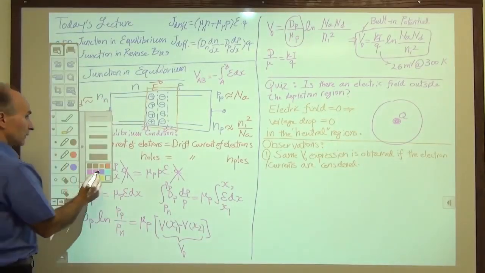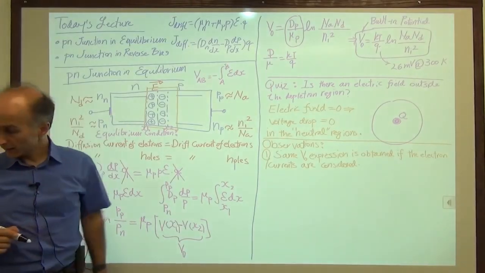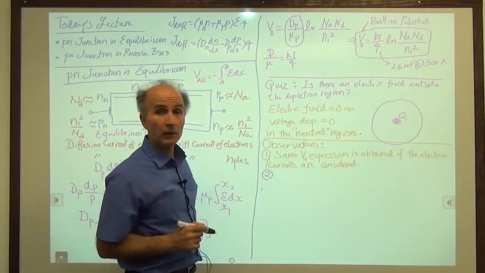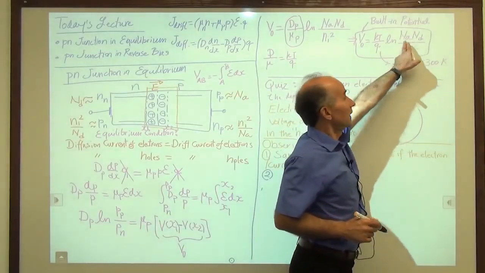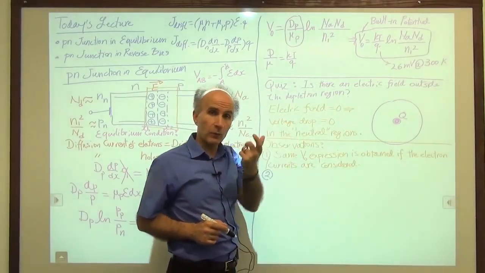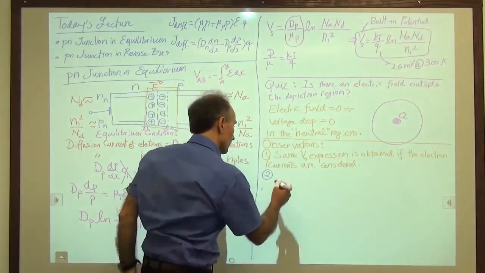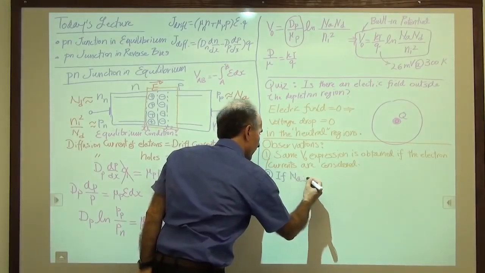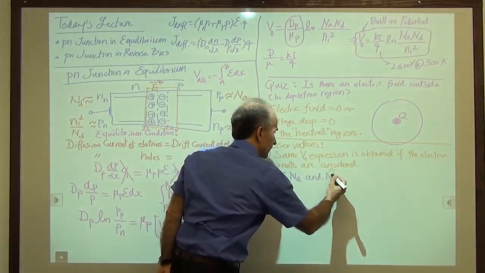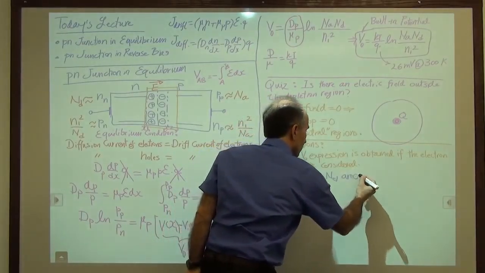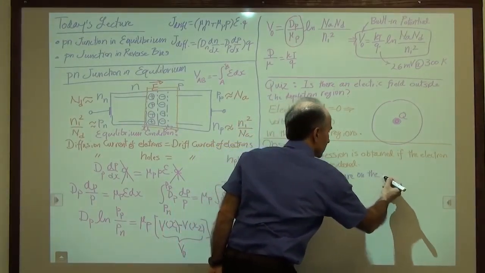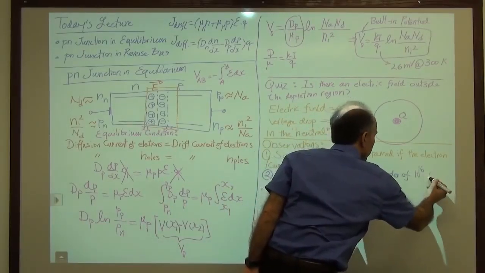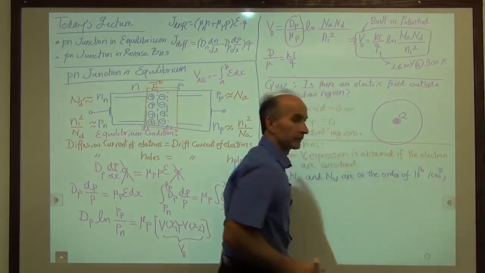So let's change to a different color. Next observation is the following. Let's pick some typical values for these doping densities to see what kind of value we obtain for the built-in potential. So if Na and Nd are on the order of 10 to the 16 per cubic centimeter.